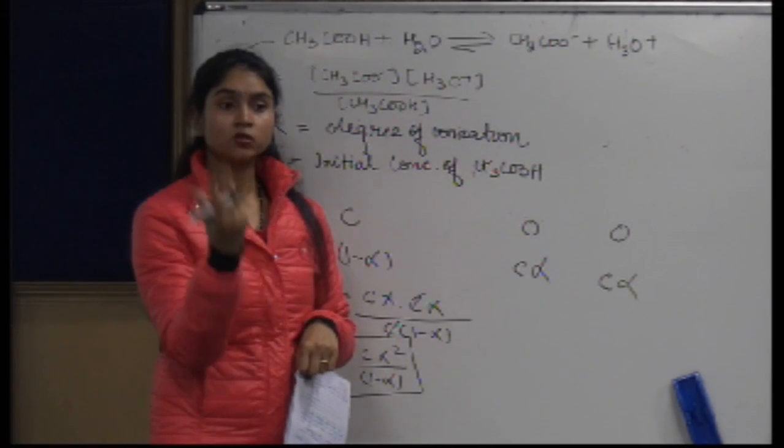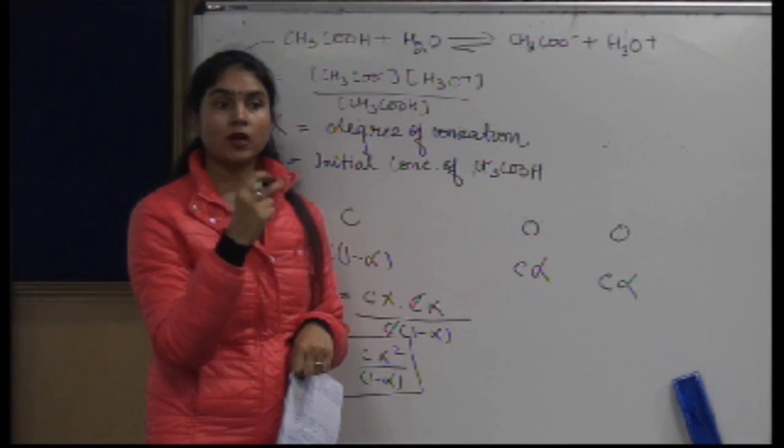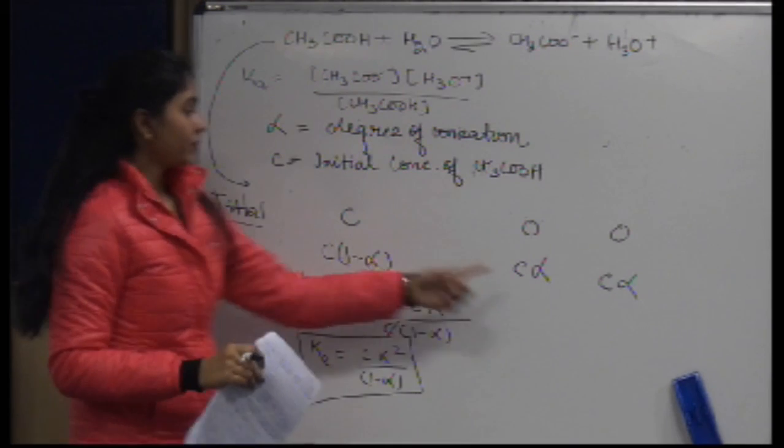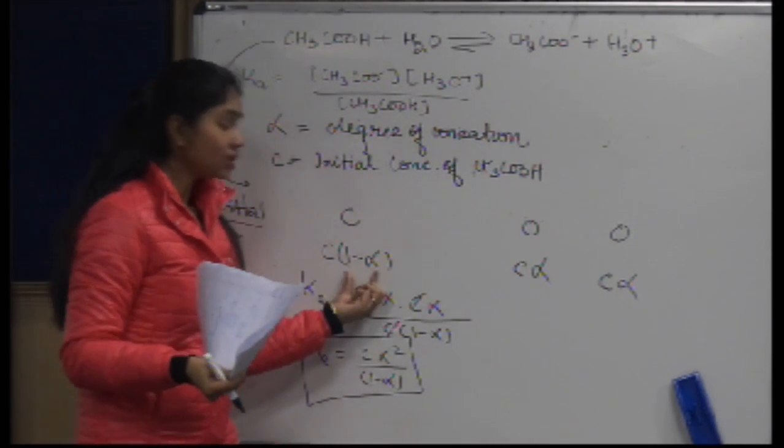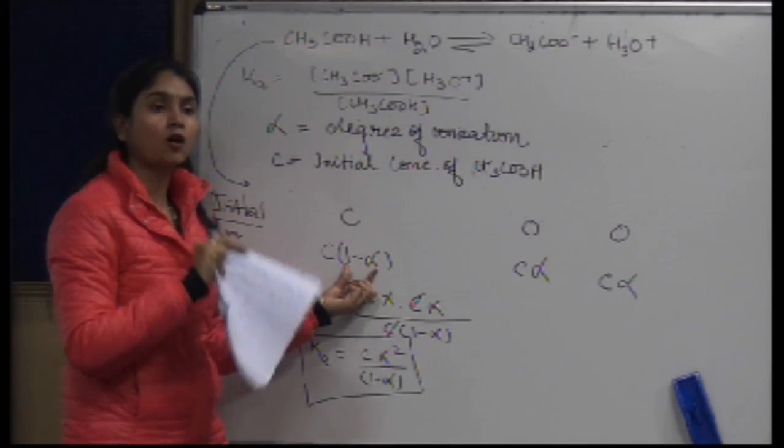1% has already reacted, so what is left would be 1 minus alpha. Alpha is the percentage dissociated, that much amount has dissociated. 1 minus alpha we took because that much is left, that much of the reactant remains.